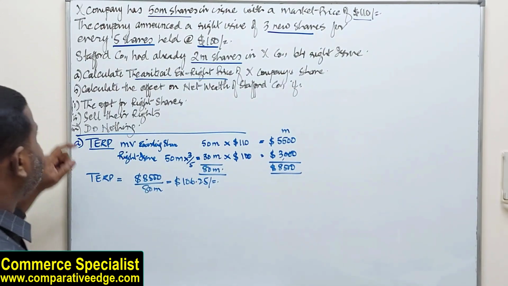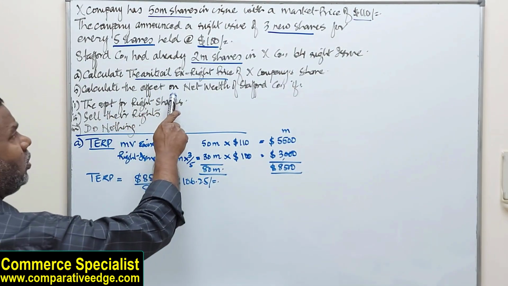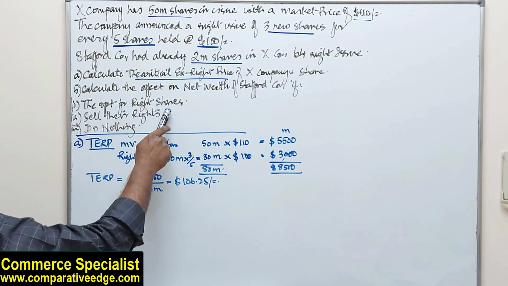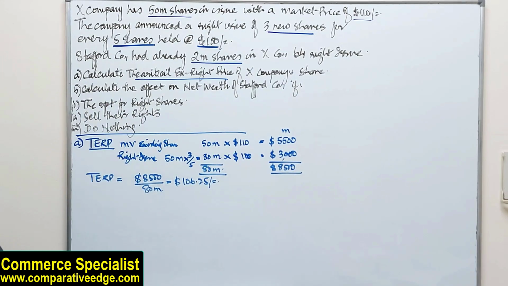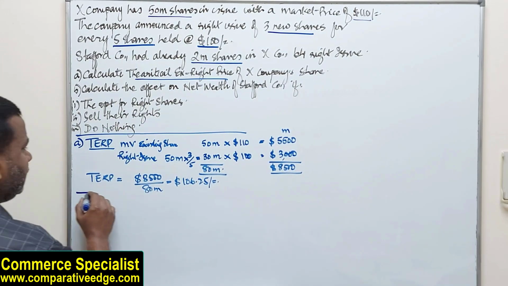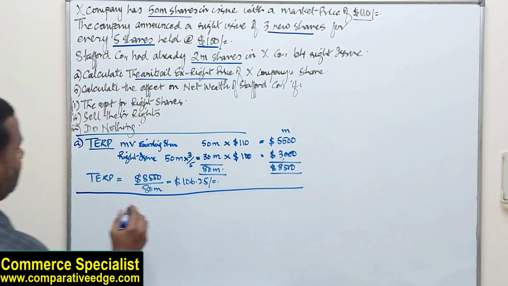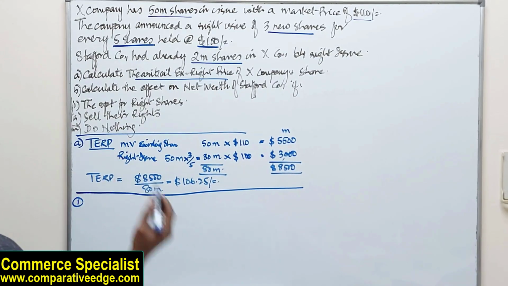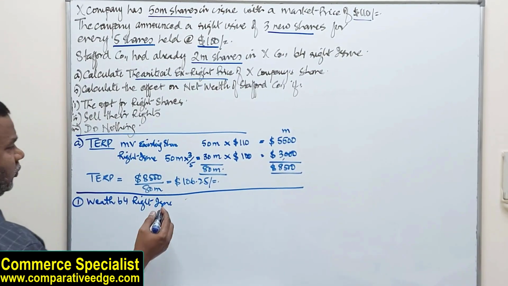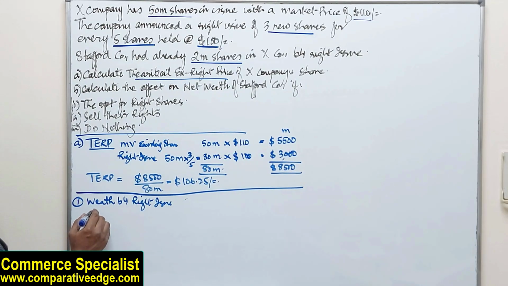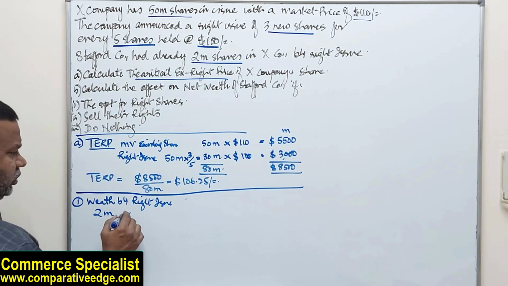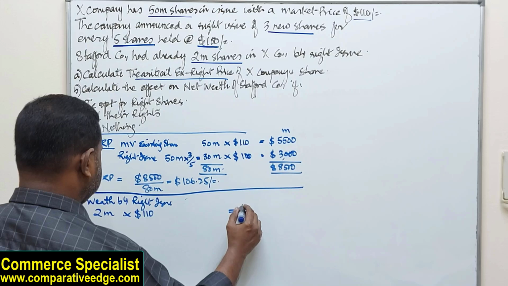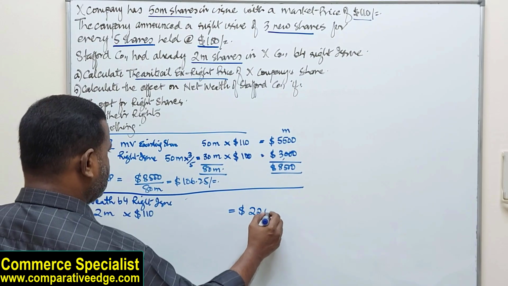Now is the interesting part. They're asking us to calculate the effect on the net worth of Stafford company if they opt for the right shares, if they sell their rights, and if they do nothing. Let's have a look at them one by one. For example, number 1 says if they opt for right shares, that means they buy the right shares. Before the right issue, Stafford company had 2 million shares. Each share has a market value of $110. So that gives us around 220 million.